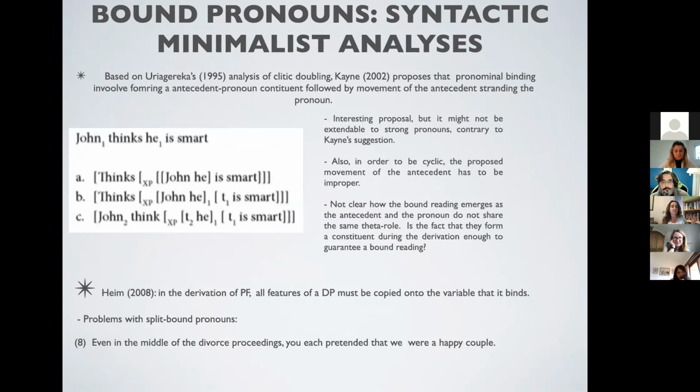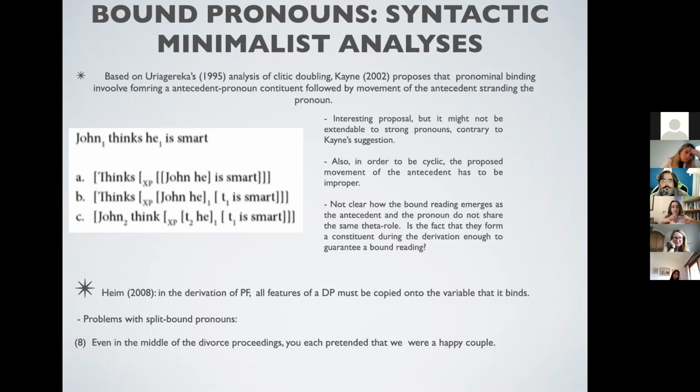So Kayne has a different analysis. Based on Uriagereka's analysis of clitic doubling, he proposes that pronominal binding involves forming an antecedent-pronoun constituent, followed by movement of the antecedent, stranding the pronoun. That's what you have in this example. John thinks that he's smart. Interestingly, this proposal is interesting, but it might not be extendable to strong pronouns, contrary to Kayne's suggestion.